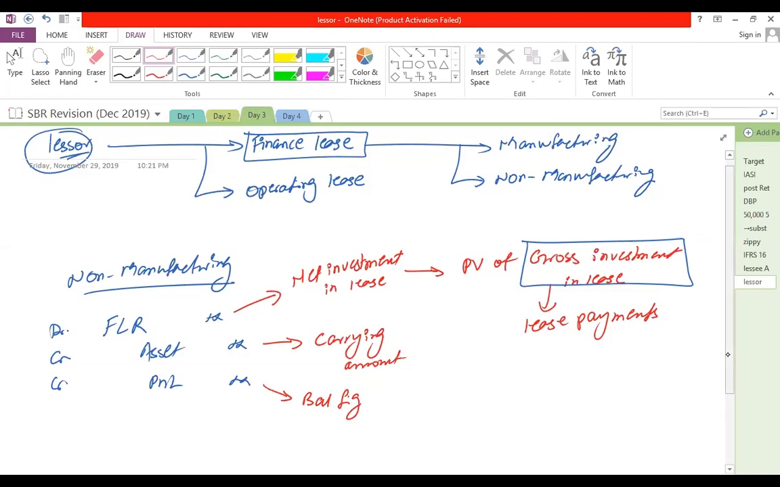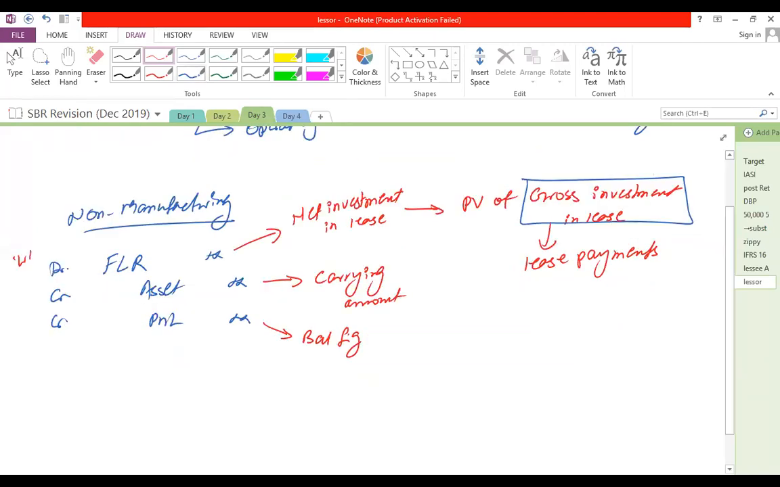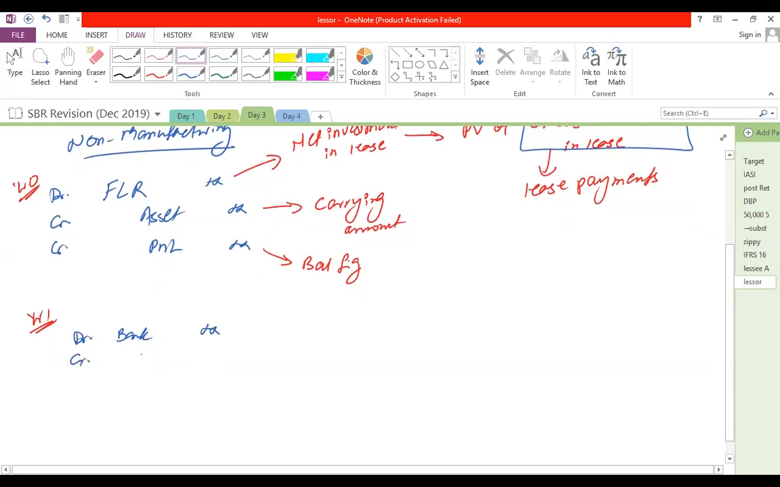Now, this is the entry that we have made for year 0. In the later years, year 1 and onwards, every year the lessor will receive the rentals. So the bank should be debited. And the lessor is receiving two types of amount. One is going to be the interest income, and the other is going to be the finance lease receivable. These are the two values by which the entry should be made.